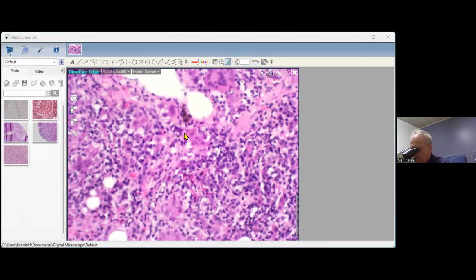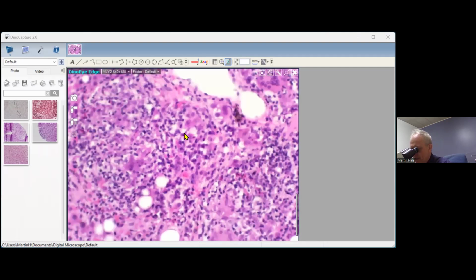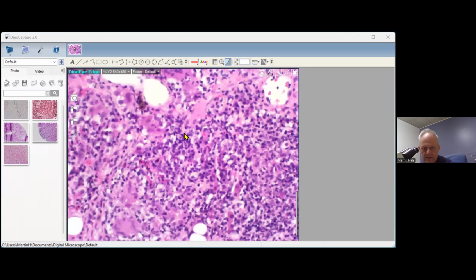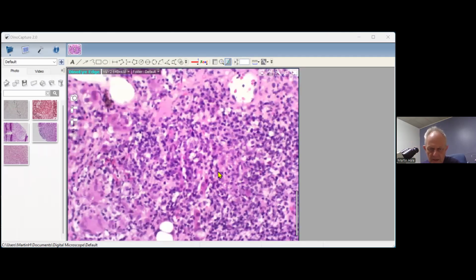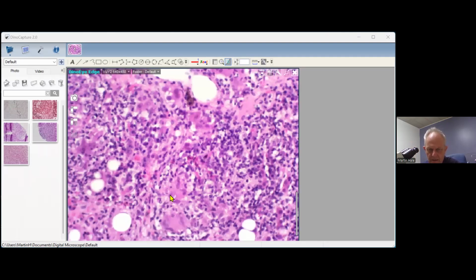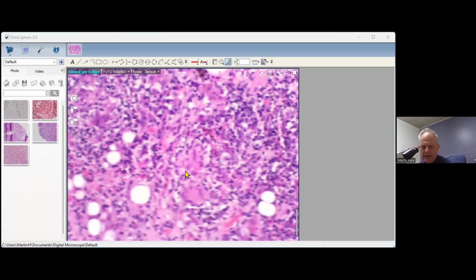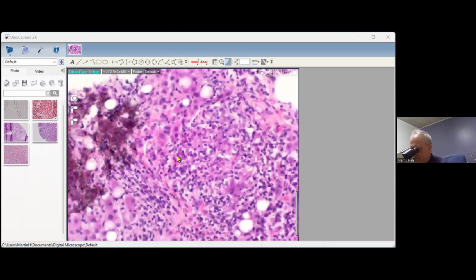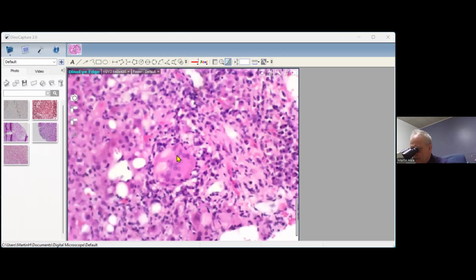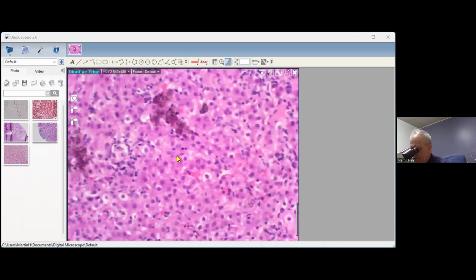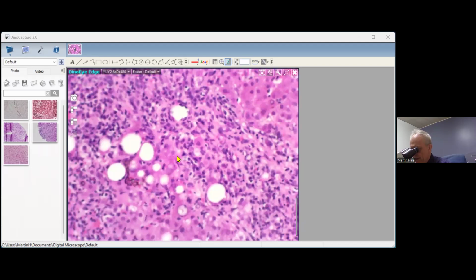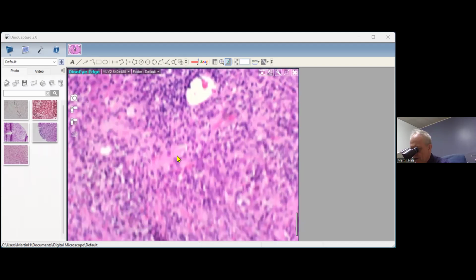So we've got this profound portal-based inflammatory infiltrate. And then when you look here, you can see now that you've got persistence of this granulomatous inflammation. We've got multinucleate giant cells. We've got another granuloma there. Got another multinucleate giant cell here. And we've got quite extensive spotty inflammation in the lobular parenchyma as well.